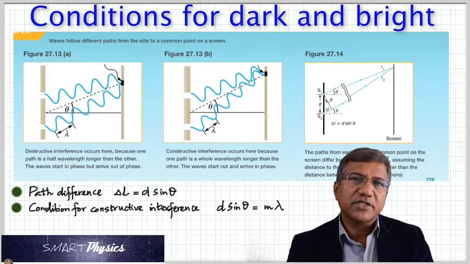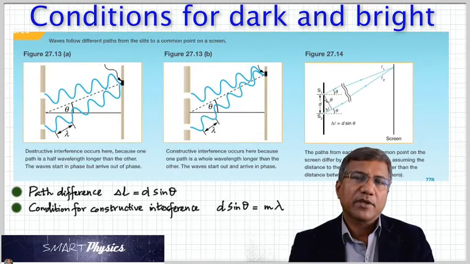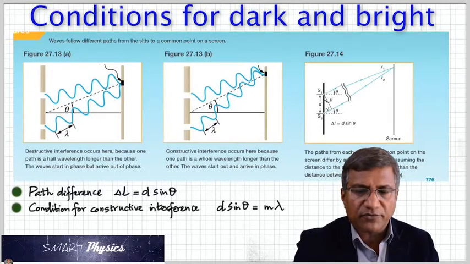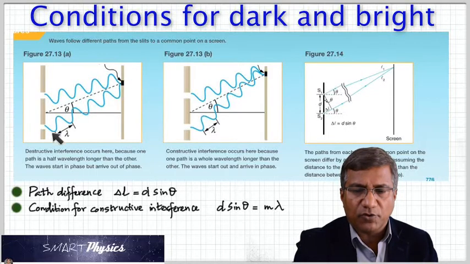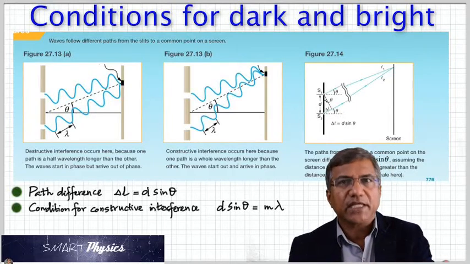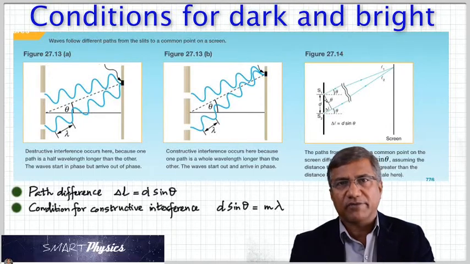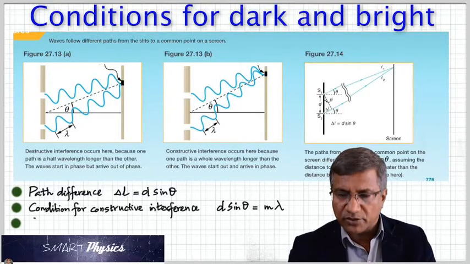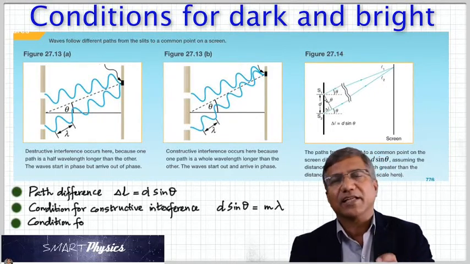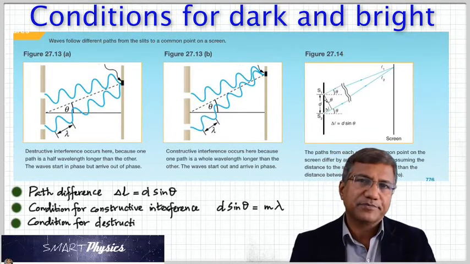Now when do you get destructive interference? That's when you have a crest falling on a trough, right? What's the distance between a crest and a trough? It's half a wavelength. So if the crest from here falls on the next trough from here, the path difference is half the wavelength. You would get destructive interference. Or if you have 1.5 times the wavelength, again you get the same. So the condition for destructive interference is that d sine theta should be equal to (m plus half) lambda.